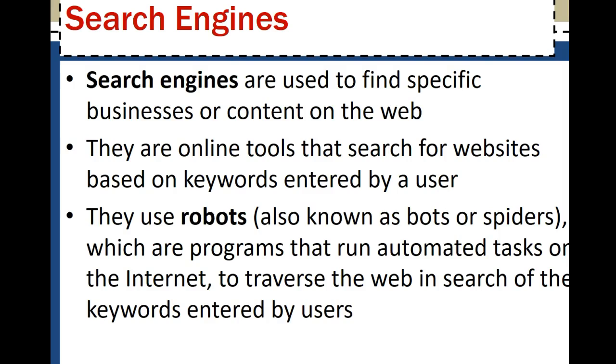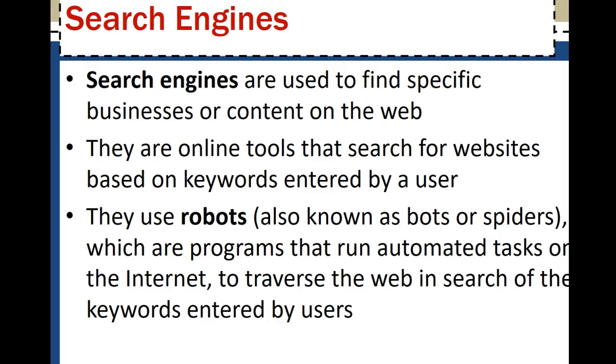So now let's look at what search engines actually are. How do we define search engines? Most of you know about it. You know that they are used to find specific businesses or some content on the web. Basically, search engines are online tools that search for websites based on the keywords that you enter.